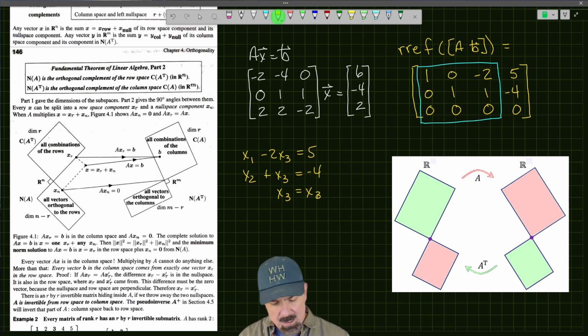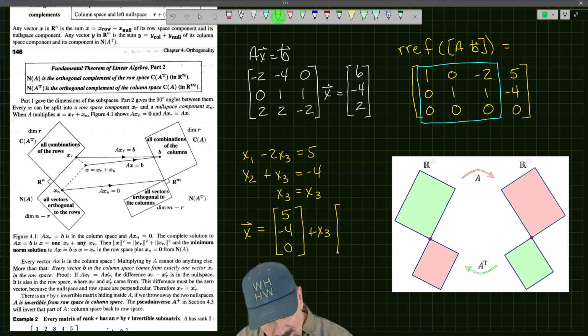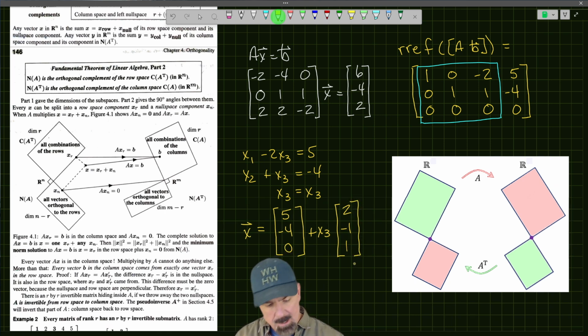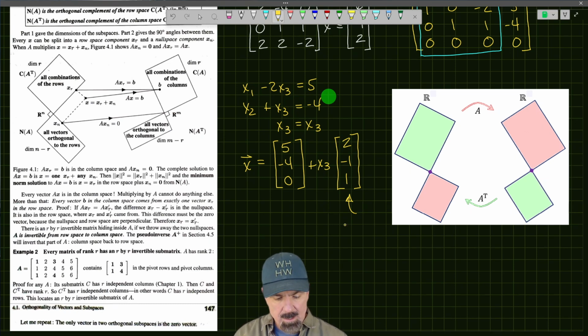It's equal to x3. And so the full solution here, let me just write it down, x vector, which is equal to x1, x2, x3, is equal to 5, negative 4, 0, plus x3 times 2, negative 1, 1. And that is, you remember, the basis for the null space. Let me scoot this up a little bit so it's out of my hat. So this is going to provide us the basis with the null space.